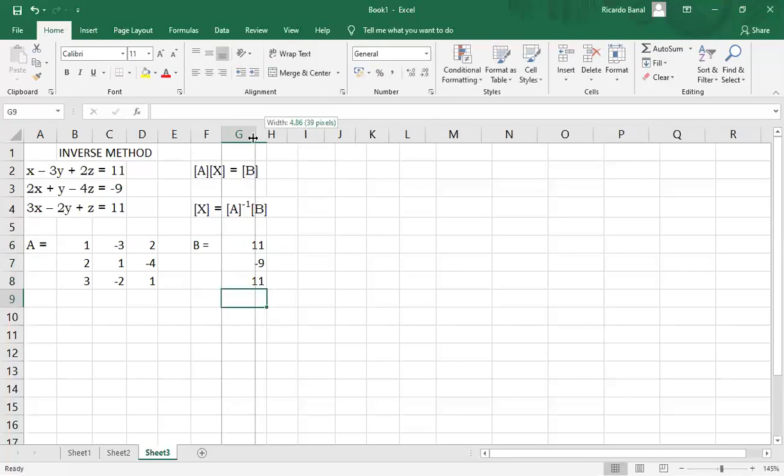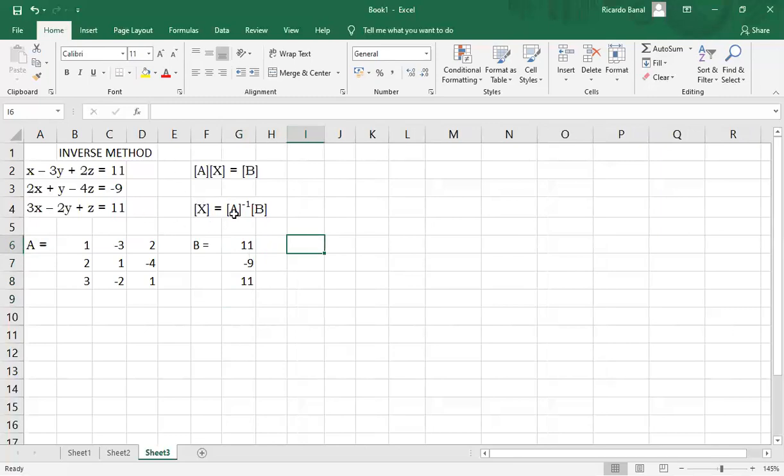And then after that, we have to get the inverse of A. So A inverse is A raised to negative 1. So what is A inverse? To get A inverse, since this is a square matrix, you have to create a 3 by 3 matrix in your Microsoft Excel. If it is 4, you have to create a 4 by 4 matrix in your Microsoft Excel.